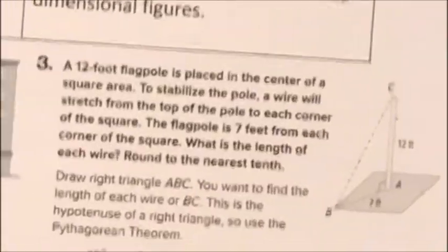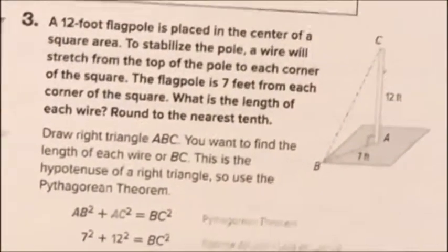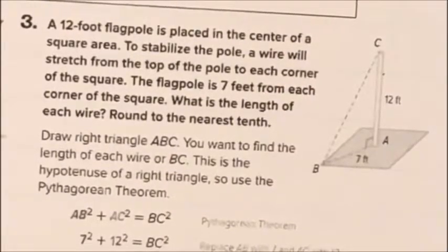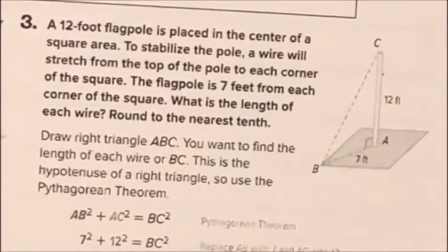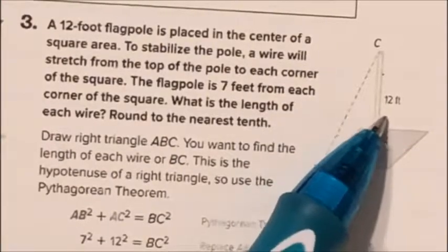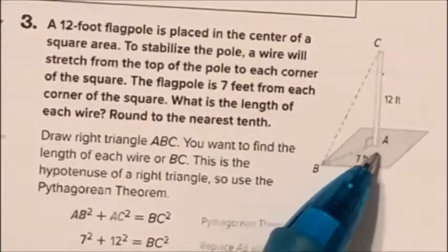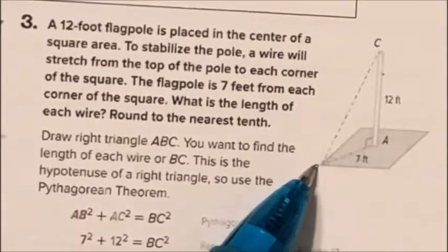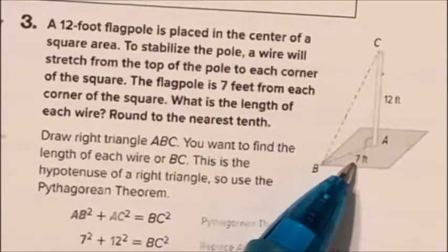Example number 3 says a 12-foot flagpole is placed in the center of the square area. To stabilize the pole, a wire will stretch from the top of the pole to each corner of the square. The flagpole is 7 feet from each corner of the square. What is the length of each wire? Round to the nearest tenth. So here's my flagpole. My flagpole is 12 feet high, right? The distance from the flagpole to the corner of the square is 7 feet.